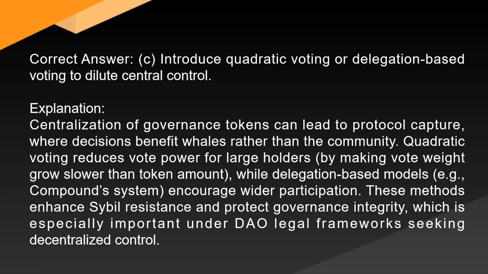Quadratic voting reduces vote power for large holders, by making vote weight grow slower than token amount, while delegation-based models, e.g., Compound's system, encourage wider participation. These methods enhance Sybil resistance and protect governance integrity, which is especially important under DAO legal frameworks seeking decentralized control.